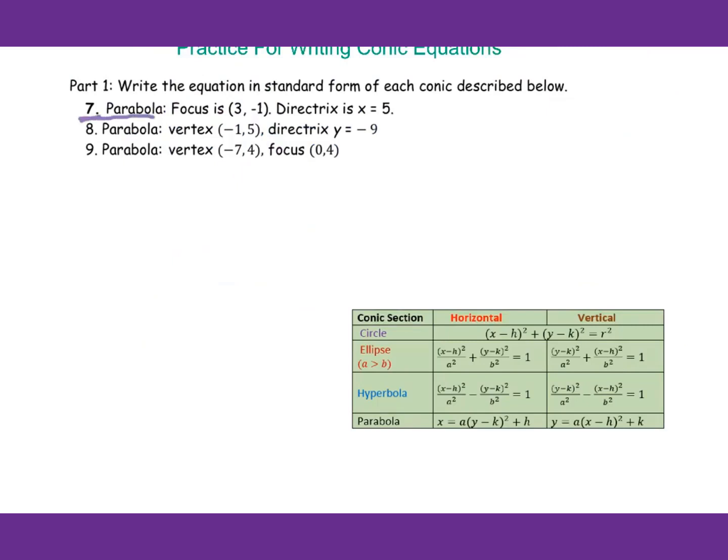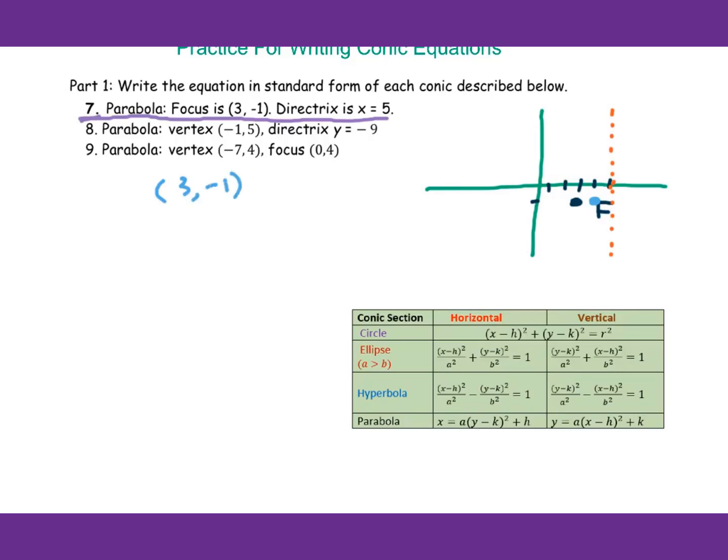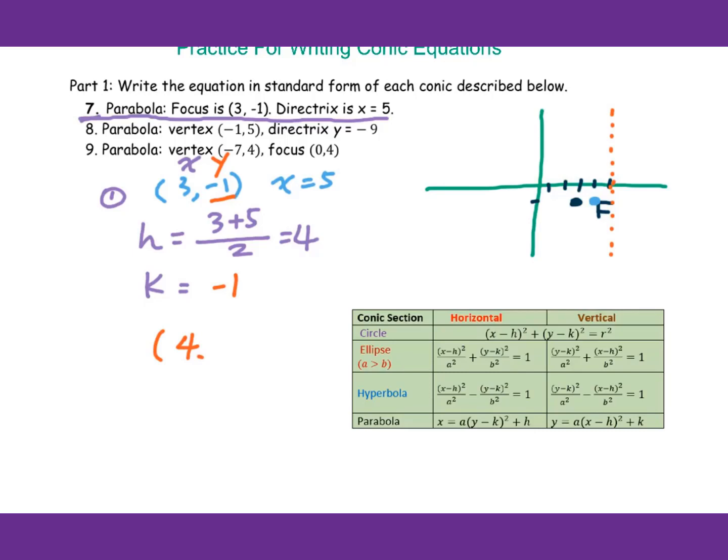Now look at 7. Parabola, focus is (3, negative 1). Directrix is x equals 5. We sketch the directrix and focus on the coordinate plane. Then we can get the center. For the center, I know (3, negative 1) and x equals 5. Therefore, for h, this is x. You can see (3 plus 5) over 2 equals 4. And for k, we just use this negative 1, that's the y. So we got (4, negative 1) as the vertex (h, k).